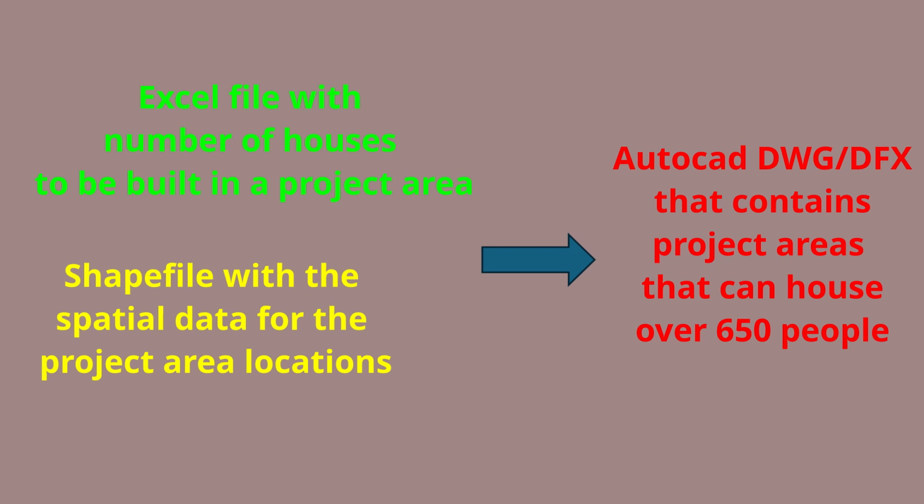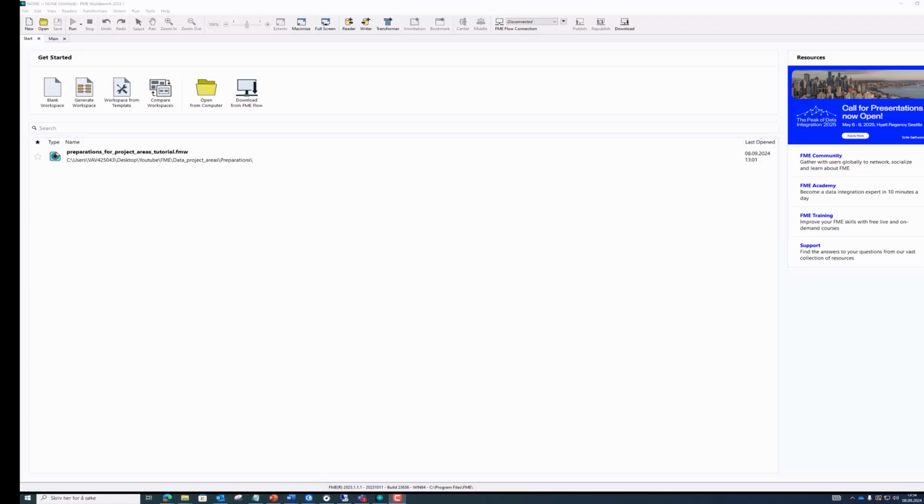This flowchart shows our task. So we will combine a shape and an Excel file to get an end product, which is an AutoCAD file with project areas that can house 650 people or more. So we start by opening a workspace in FME.